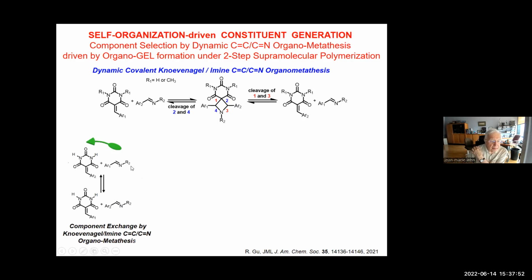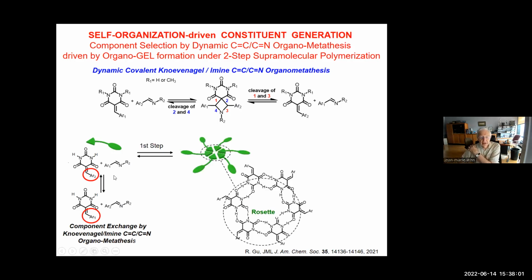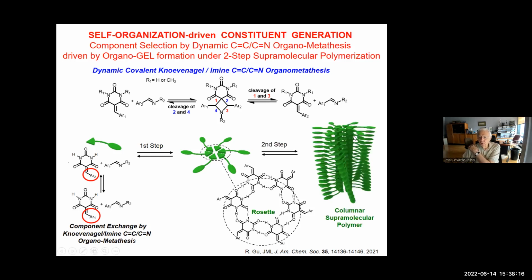Oh, this should be R1 here. Huh? This should be R1. And so you can get then these two derivatives, which can form also a rosette with 1, 2, 3, 4, 5, 6, not a G quartet. It's a hexamer macrocycle, which can then form a column, a supramolecular polymer. And this is a very strong supramolecular polymer forming unit.